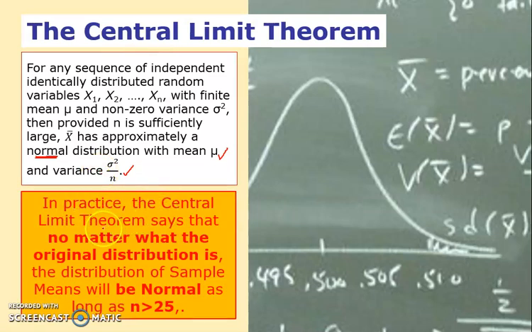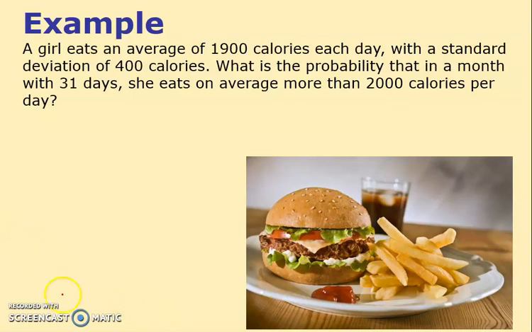In practice, the central limit theorem says that no matter what the original distribution is, the distribution of sample means will be normal as long as, look at that, we've got a value from the exam board. They've said that as long as n is bigger than 25, then we can assume the central limit theorem works. So here's an example of what I'm trying to do here.